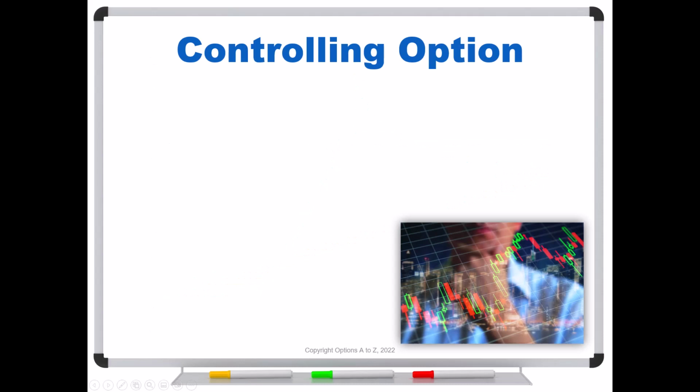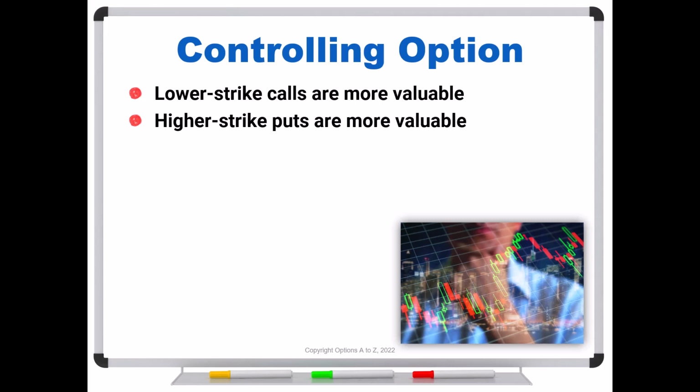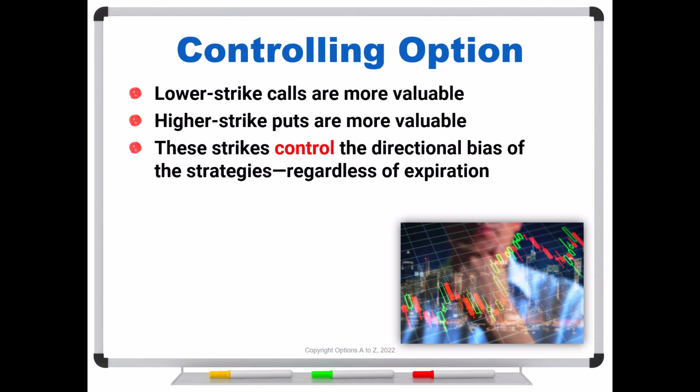So just remember this idea of a controlling option. Lower strike calls are more valuable, higher strike puts are more valuable, and these strikes control the directional bias of all strategies regardless of expiration. So if you keep those points in mind, it will go a long way into making it a lot easier to figuring out any strategy and if it's got a bullish or bearish bias.